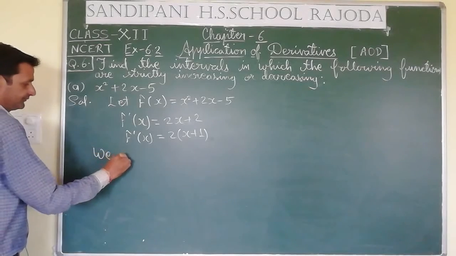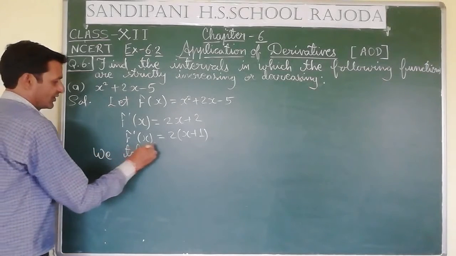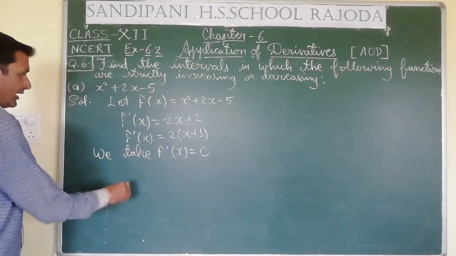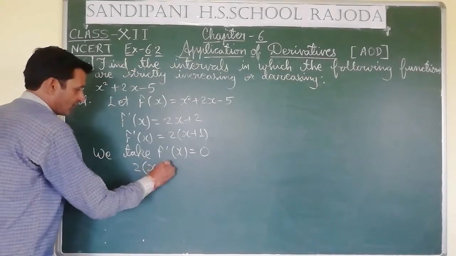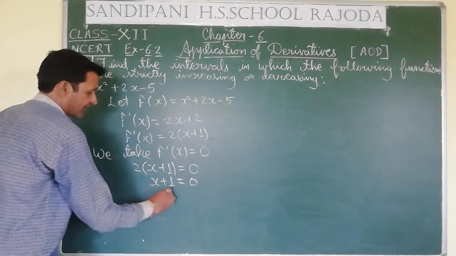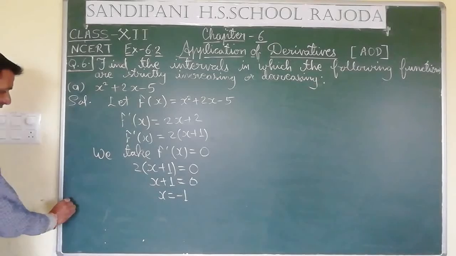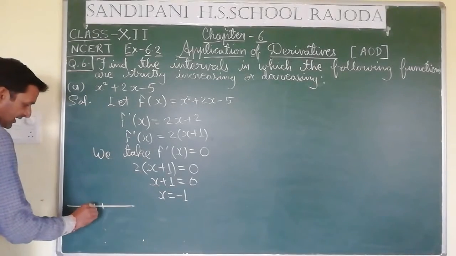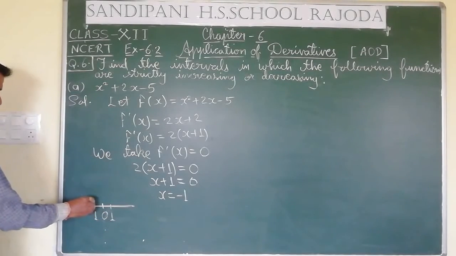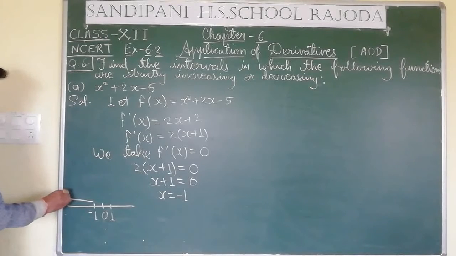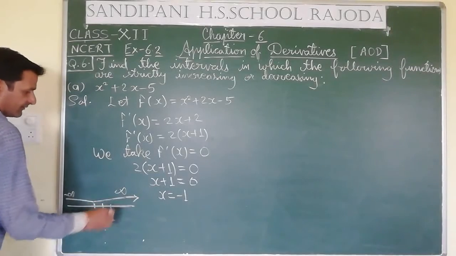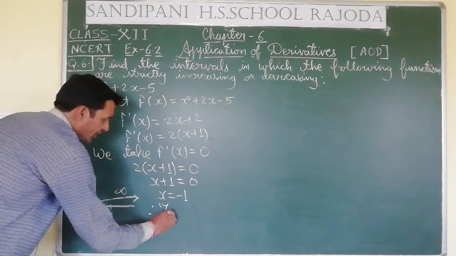We take f dash x equal to 0, for finding intervals. So f dash x equal to 0 means 2 into x plus 1 is equal to 0. So it will become x plus 1 equal to 0, and x is equal to minus 1. On the number line, here it is 0, it is minus 1, and here it is plus 1. So the intervals are minus infinity to minus 1, and then minus 1 to infinity. Two intervals are there, therefore two disjoint intervals.